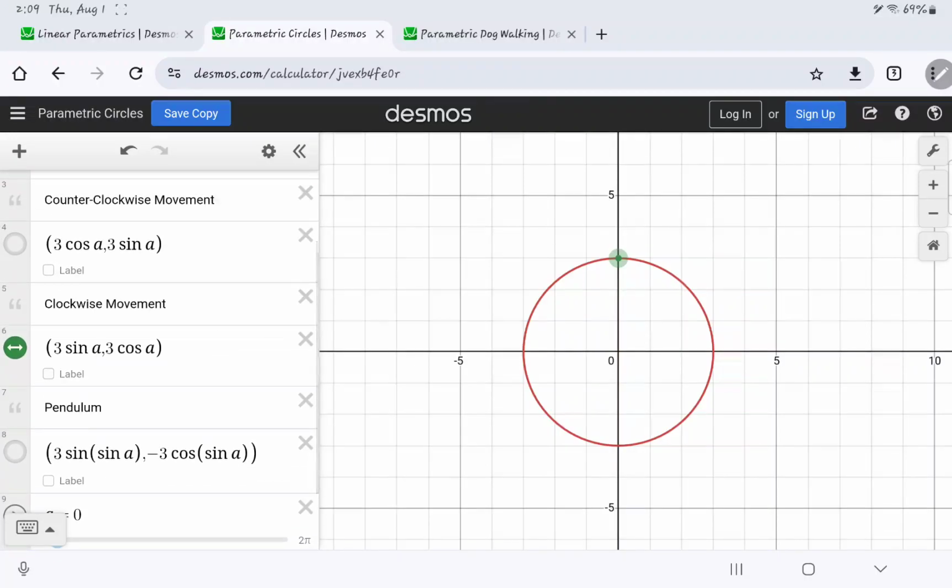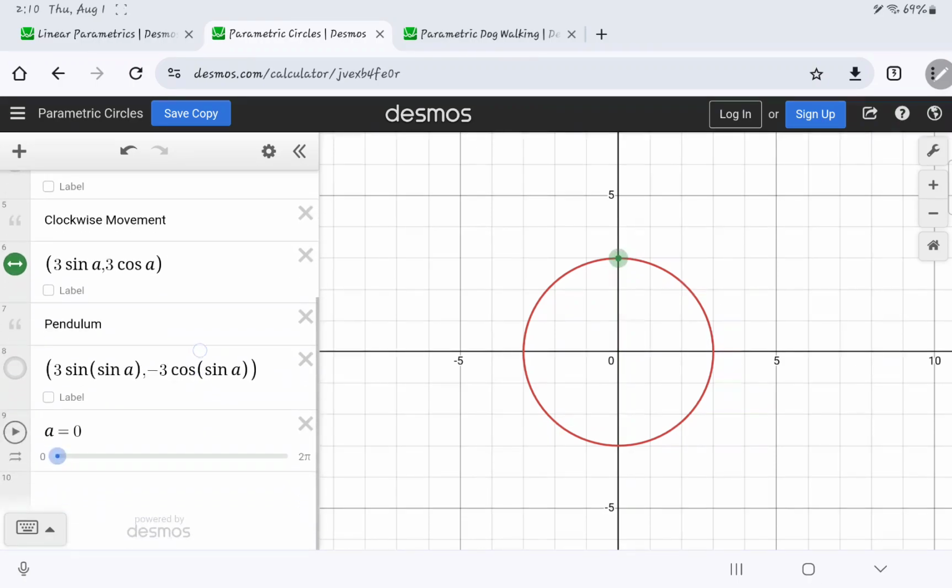So just by putting 3 sine A in that x coordinate, that means x is starting at 0 when A is 0, and cosine being 1 means our y is going to start at 3. So this one starts at a different place, right there at 0, 3 instead of 3, 0. And it goes a different direction, right? So this one is going clockwise. So there are different ways that you can trace out this circle, right? Just depending on where you want to start, where you want to stop, which direction you want to go, that kind of stuff.